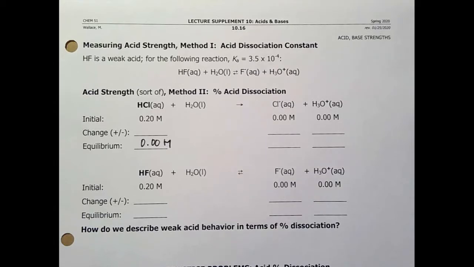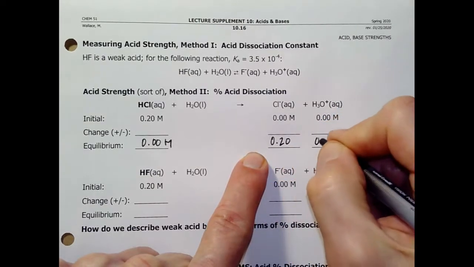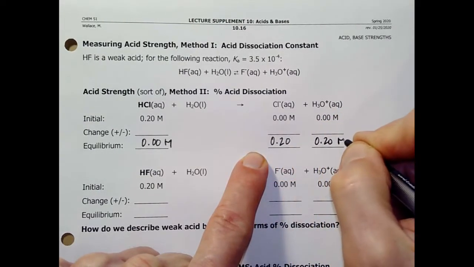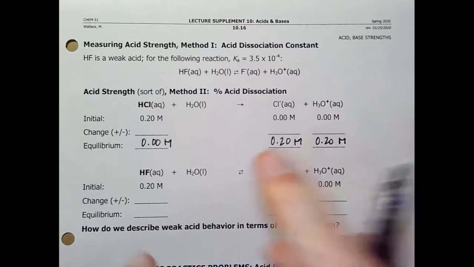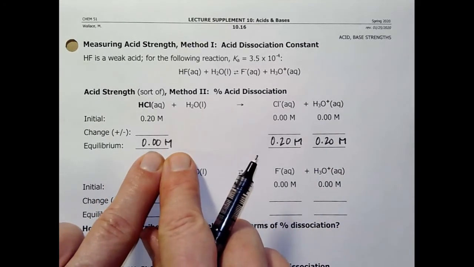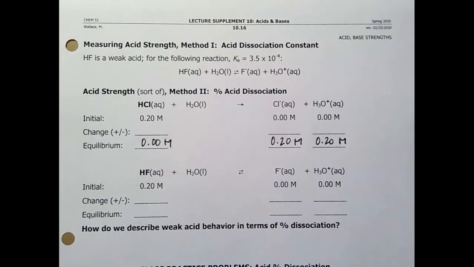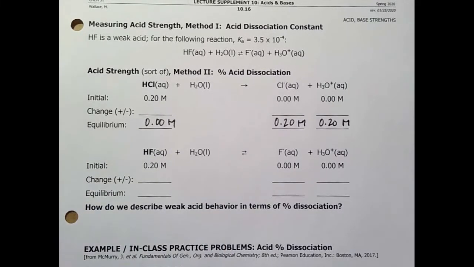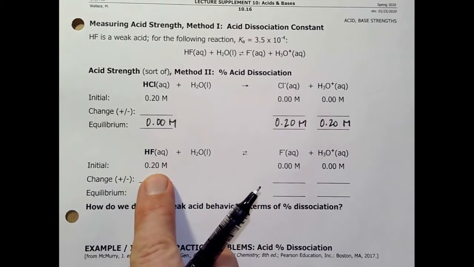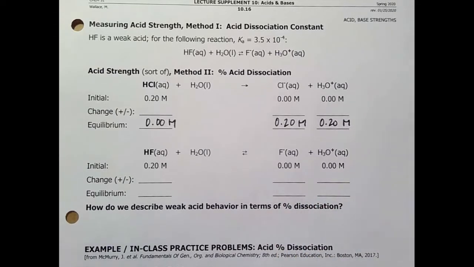I have no HCl left in that bottle. And they go, wait, where did it go? All of the HCl is gone. It's reacted with water to give me chloride ions and hydronium. Now, I'm going to do the exact same thing with HF. Put 0.2 mole per liter. These are 0. Wait a few minutes and measure it, and here's what I get.